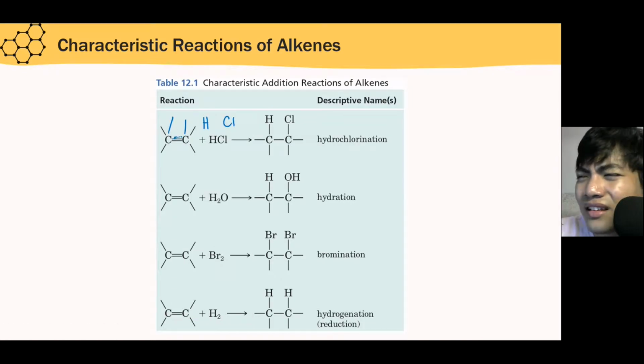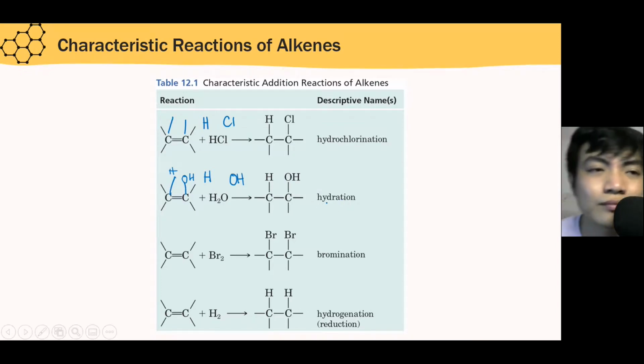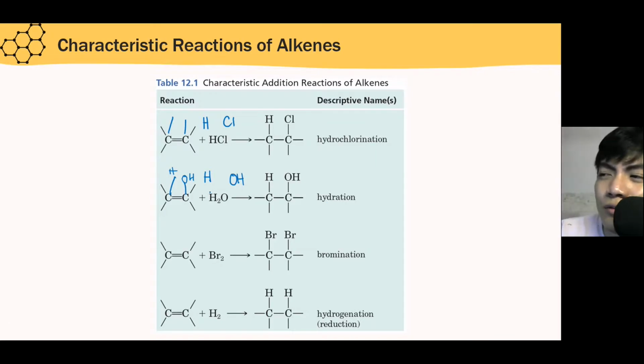Okay, so when you have your HCl connected to your alkene, we call that hydrochlorination. If you use water instead, the atoms that connect are H and OH as a whole. So the H will connect here, the OH will connect there. Okay? Since you have an OH functional group, it is an alcohol. So that is your hydration process. Again, the water should be written as H and OH.